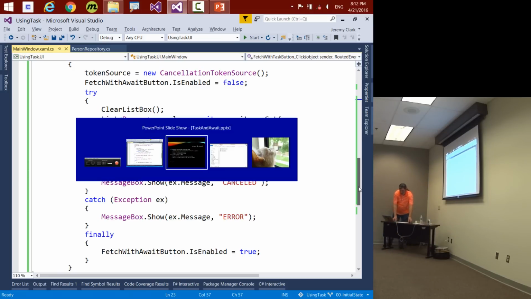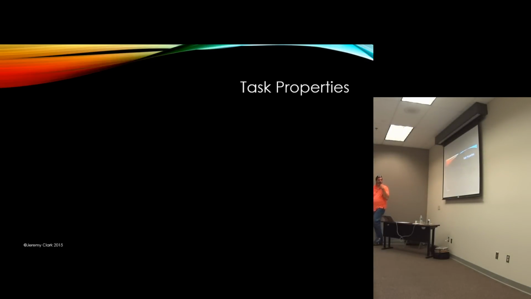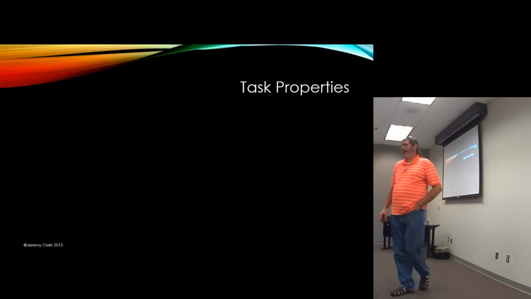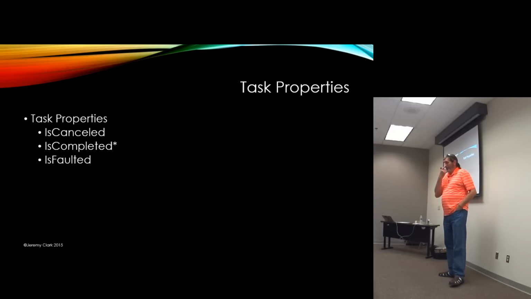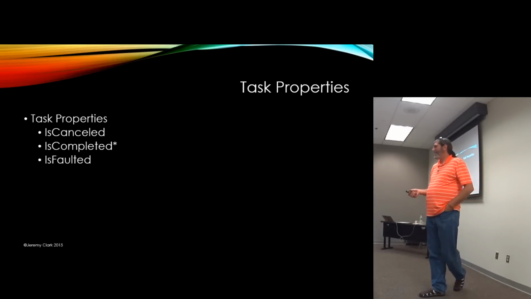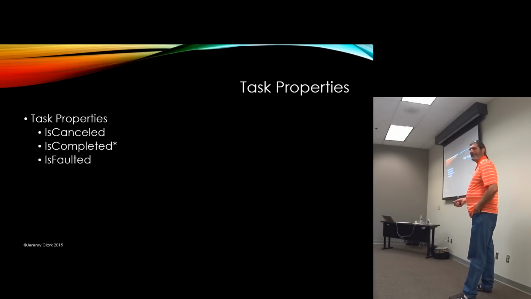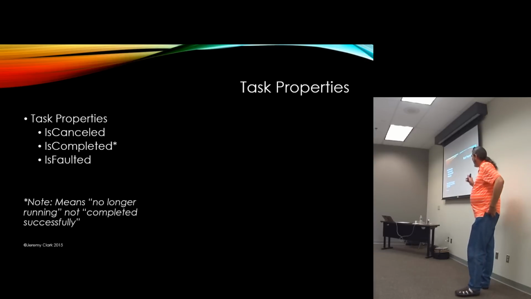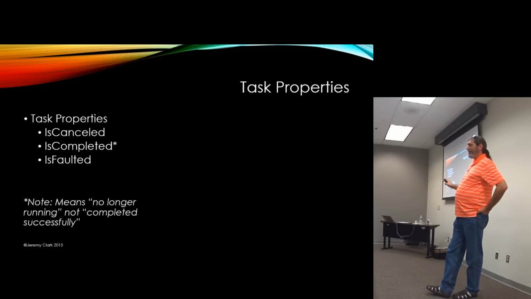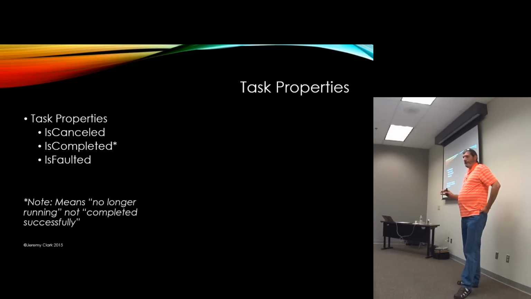So let's just do a quick review of some of the gotchas that we've seen. And again, I don't want to tell you how long it took me to figure some of these things out. This one took me a while. So we do have properties on task: is completed, is canceled, is faulted. And again, these are true, false. They are not mutually exclusive, which is what I would assume. If I see three is's together, I'm going to assume they're mutually exclusive. And again, is completed does not mean finished successfully. It means no longer running.